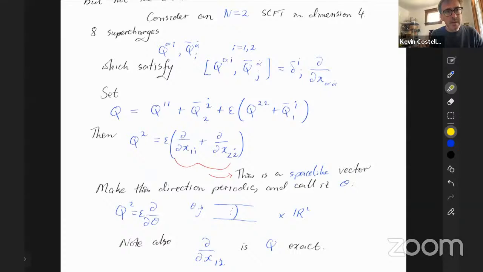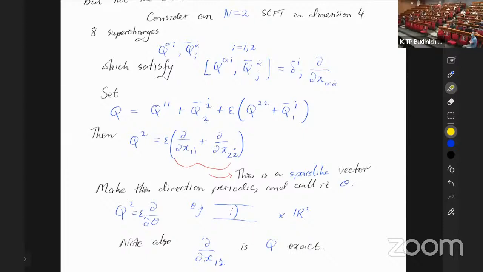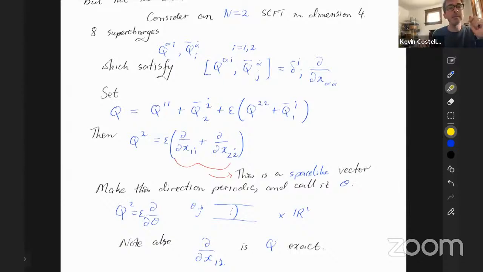Actually, maybe I should pause. Are there any questions? Hi, I have some questions from the beginning. I got a little bit lost. By the twisting, do you mean working on the Q homology of the Hilbert space? Yes. Working on the Q homology of the Hilbert space and the space of local operators.